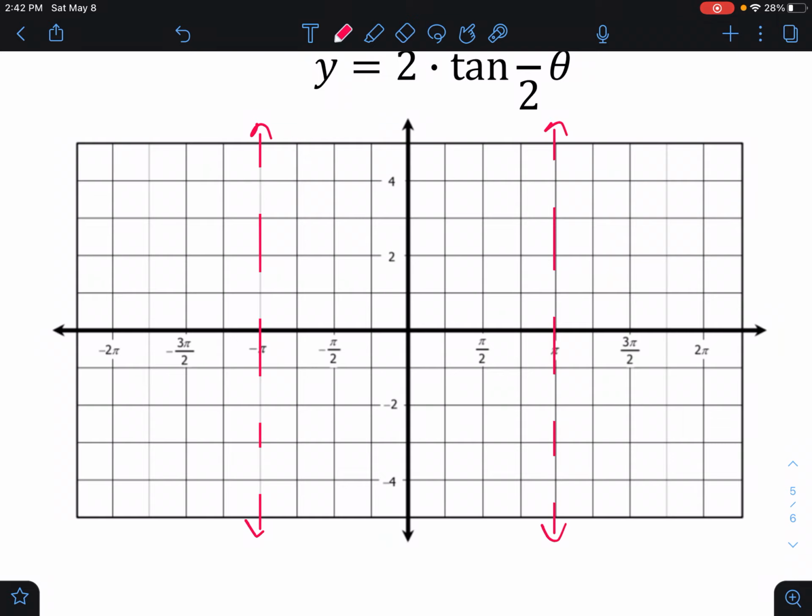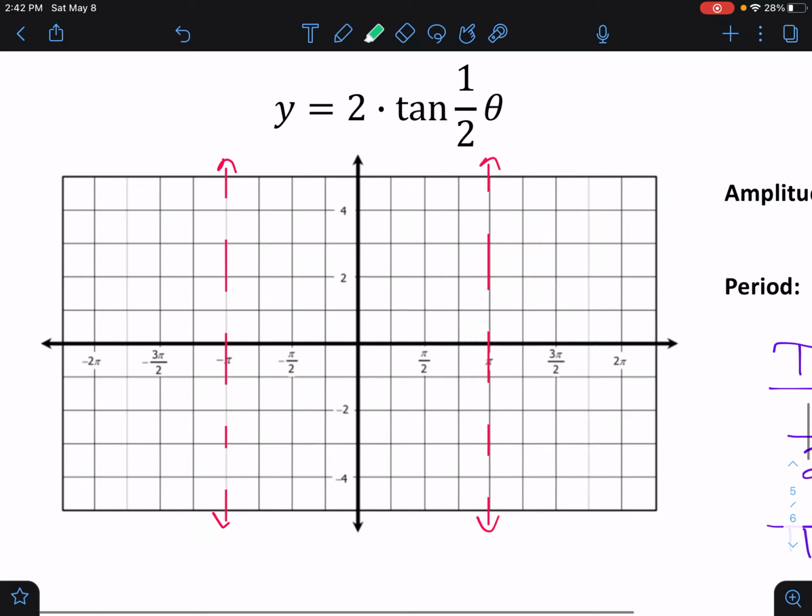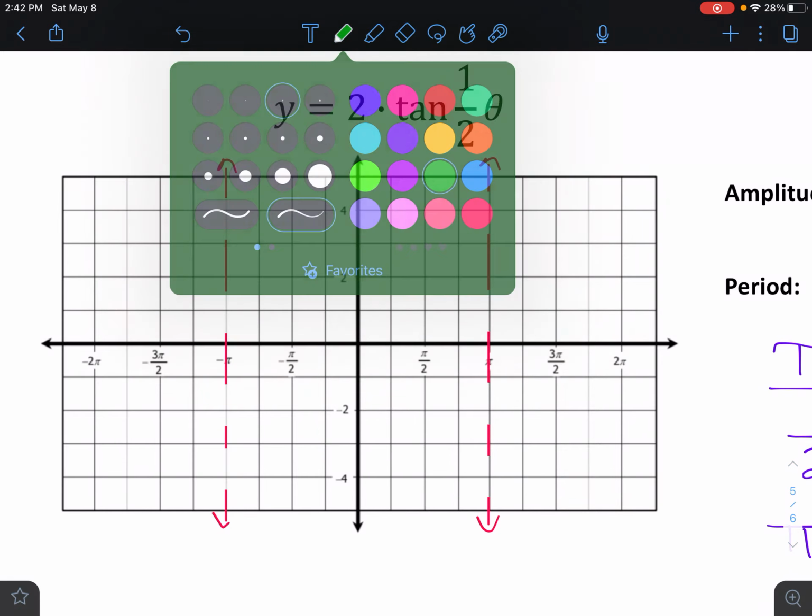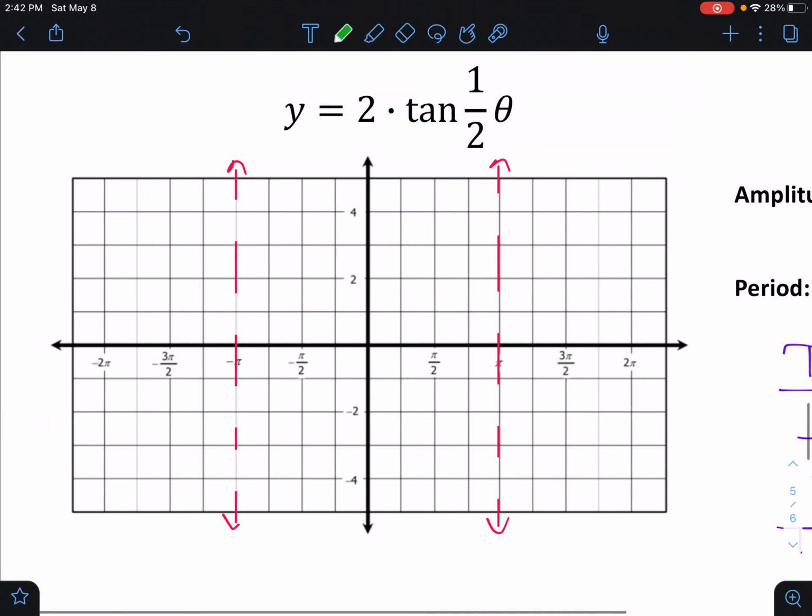So now, let's do, okay. So tangent starts in the middle here, and then normally halfway between here and here, it's at 1. But now, because this a is 2, it's now going to be at 2. And then here, halfway in between would be at -2.